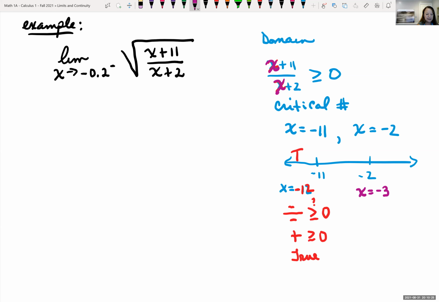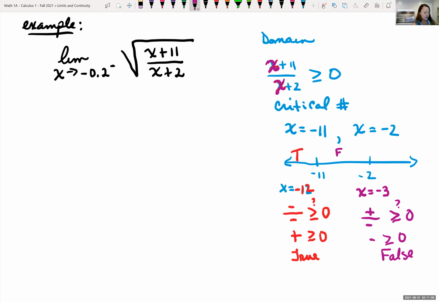So -3 plus 11 gives me 8, a positive number. And -3 plus 2 gives me -1, a negative number. Is that greater than or equal to 0? No, because a positive divided by a negative is a negative. So this is false. Any number you would have chosen between -11 and -2 should have come back as a false statement.